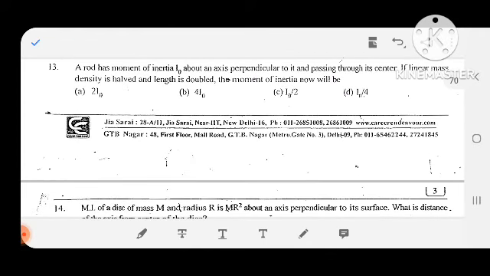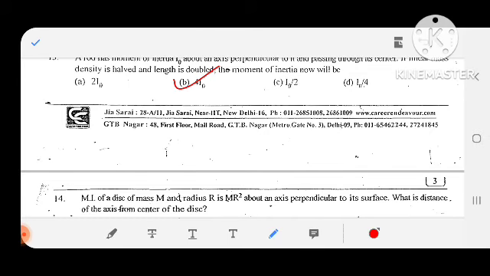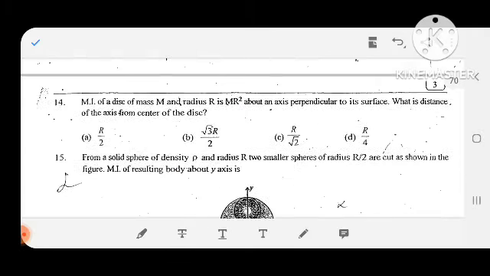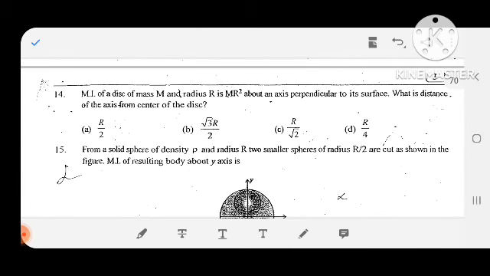A rod has moment of the inertia I naught about an axis perpendicular to it and passing through its center. The linear mass density is halved and length is doubled. The moment of the inertia now will be 4 I naught. Moment of the inertia of the disk of mass m and radius r is mr² about an axis perpendicular to its surface. What is the distance of the axis from the center of the disk? होगा r/√2.